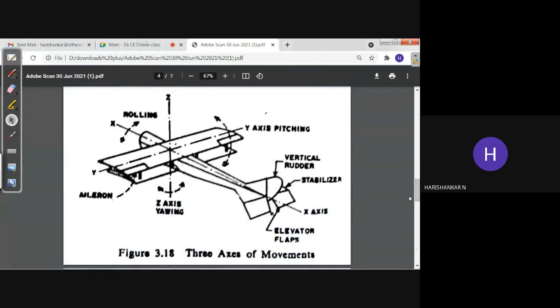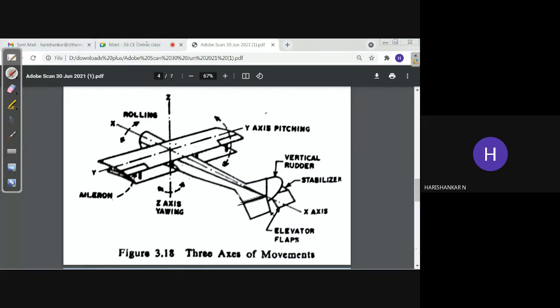Here you can clearly see this is the rudder and this is the elevator flaps. This portion and this portion is the stabilizer. First, the elevator flaps. These elevator flaps are hinged at this portion. Here you can see it is hinged.